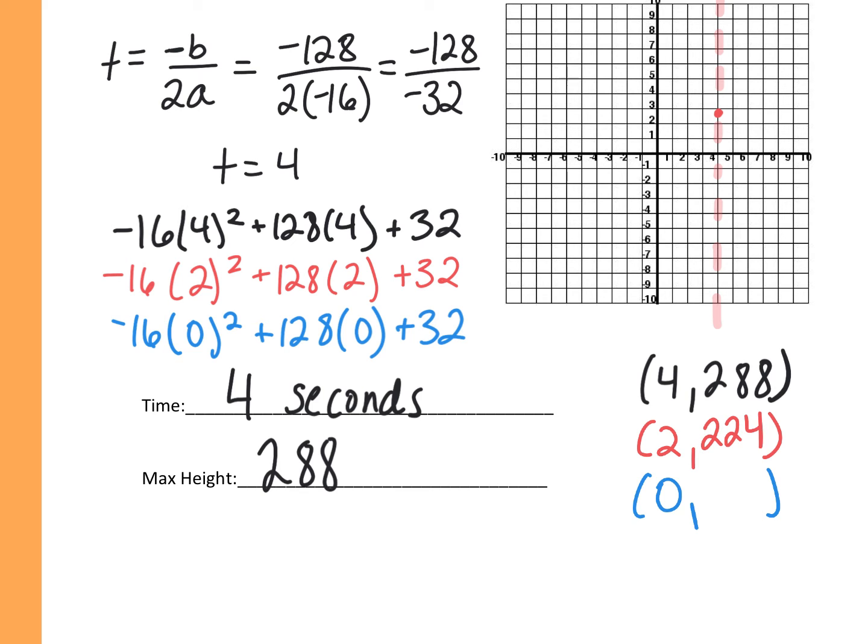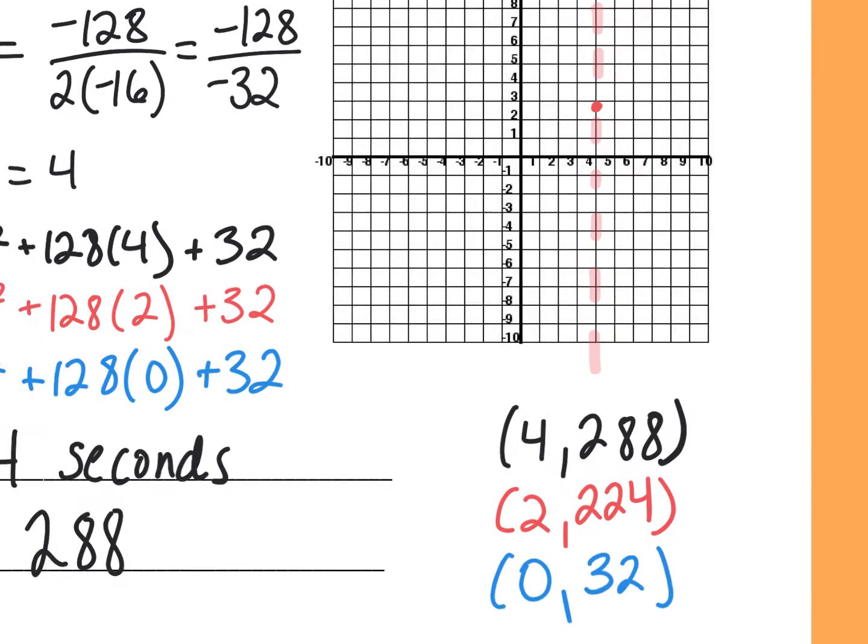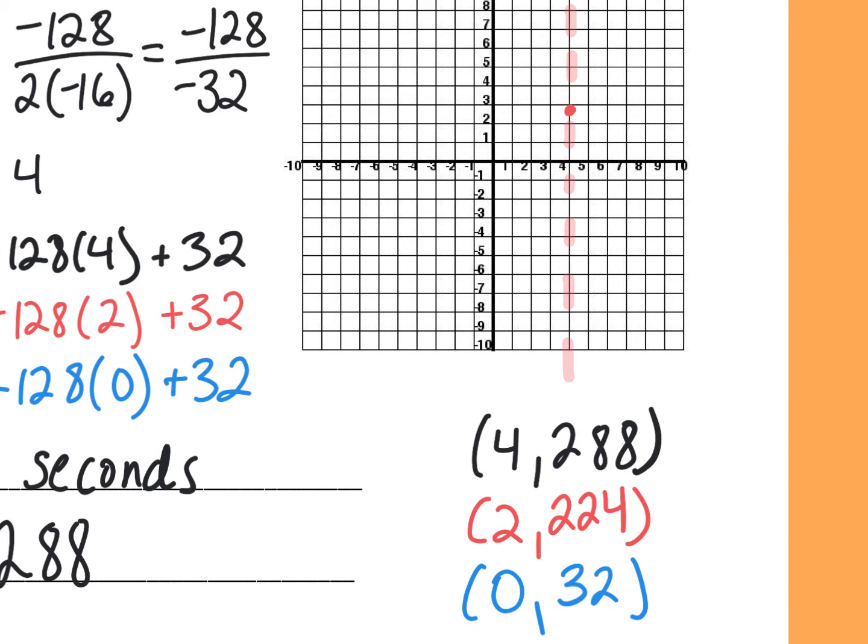224, cool. And then what about 0? 32, cool. So now I have 2 more points to plot. I'm going to go over 2 and then up 224, so a little over the 2 mark. And then I'm going to go on 0 and go up just a little bit. And then I'm just going to do my best to reflect those points over the line.